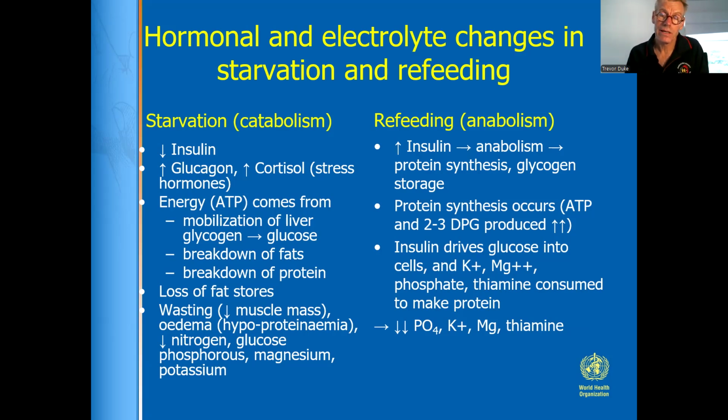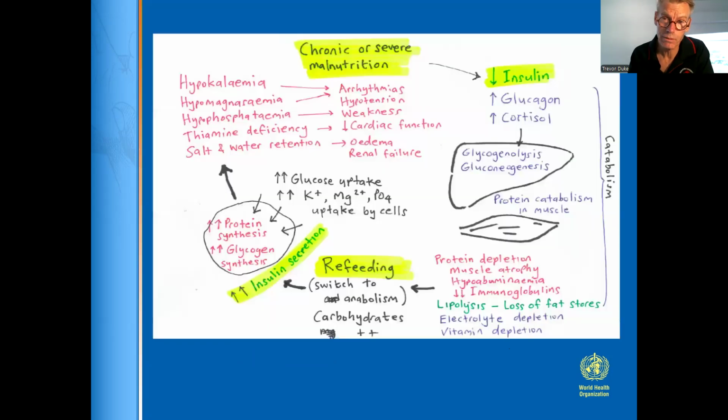And there are some other vitamins like thiamine. Particularly, thiamine is consumed to make protein. You need thiamine to make protein, and all the proteins in the body are being made when you switch from catabolism to anabolism. So those electrolytes, phosphate, potassium, magnesium, and thiamine, can all go lower, and they need to be replaced. I won't go through this, but it just explains these things again.